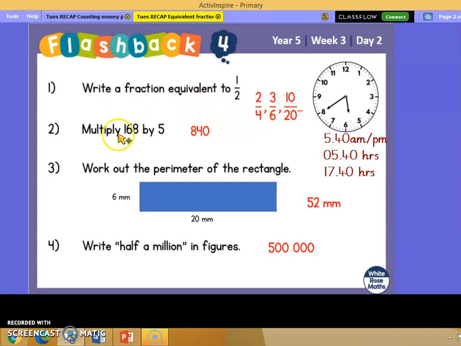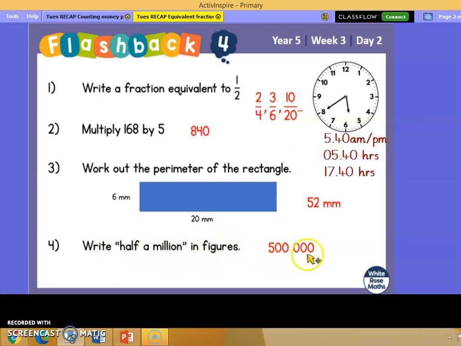then you are correct. Number 2, multiply 168 by 5 is 840. Number 3, to work out the perimeter of the rectangle, you need to add up all the sides. So you will do 6, add 20, add 6, add 20, which is 52 millimeters, because that's the measurement. Number 4, write 500,000 in figures.